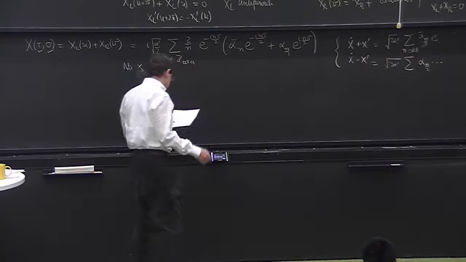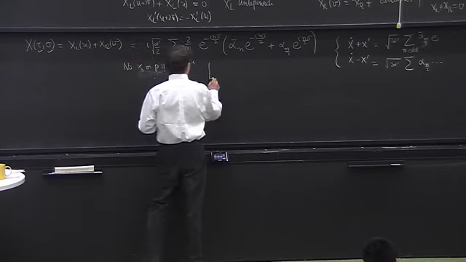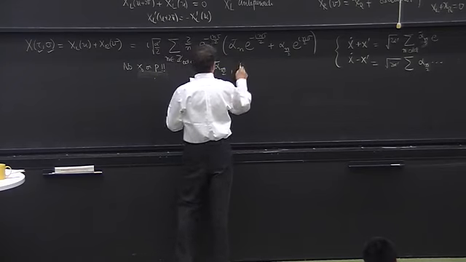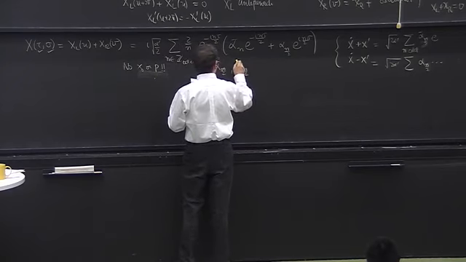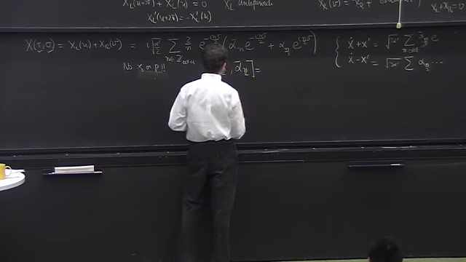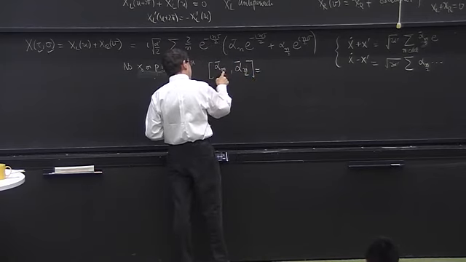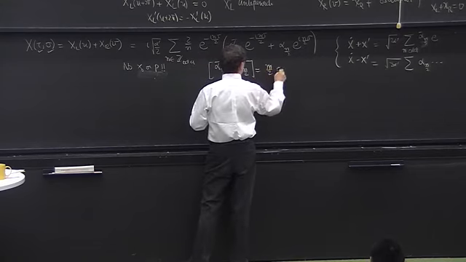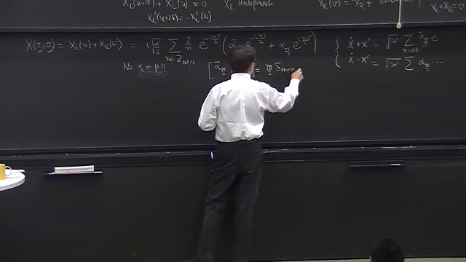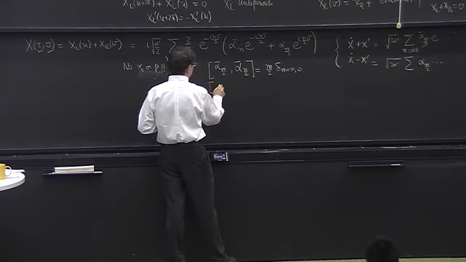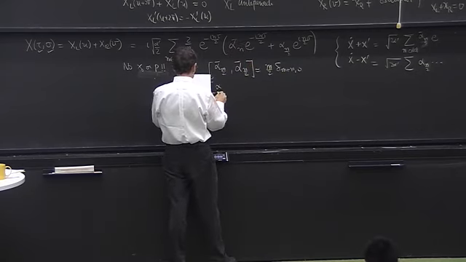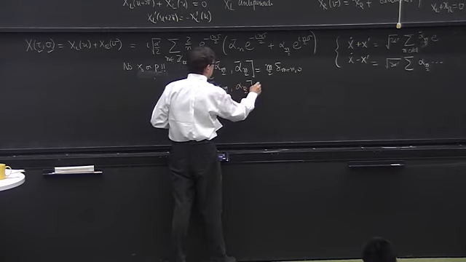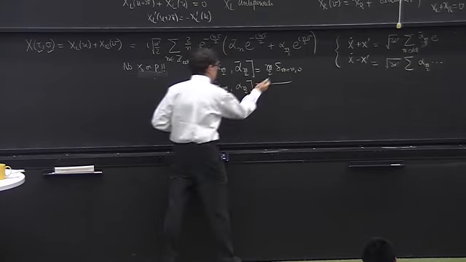So the commutators here are: alpha m over 2, alpha n over 2 bar. We used to have alpha m, alpha n equal m. So here it's going to be m over 2 delta m plus n, 0. Similar thing for the other ones, alpha bar m over 2, alpha bar n over 2. This is equal to the same thing.